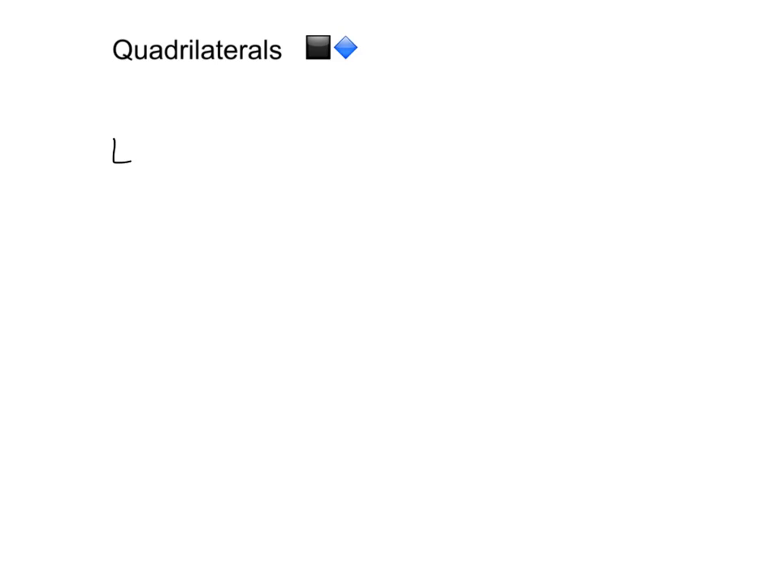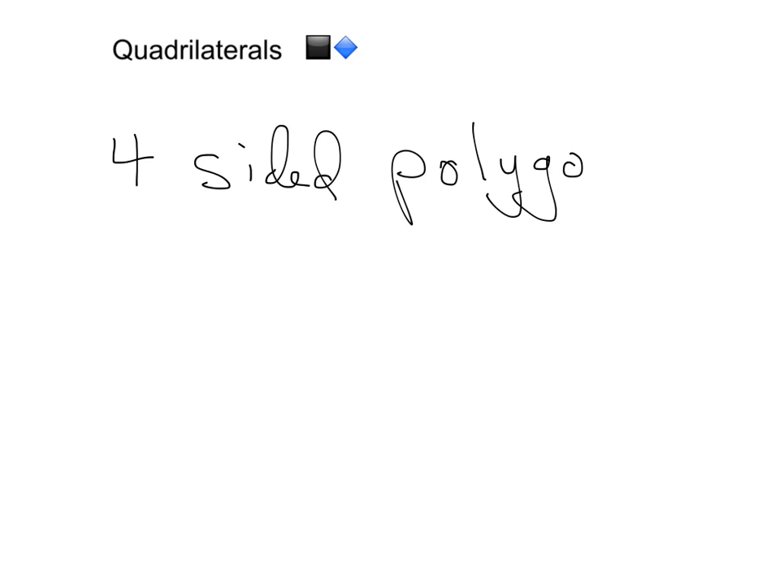A quadrilateral is a four-sided polygon. At this point we've been introduced to polygons, we've been talking about triangles, and now we're going to move on to quadrilaterals. When we classify quadrilaterals, we do so by the number of parallel sides that a quadrilateral will have.